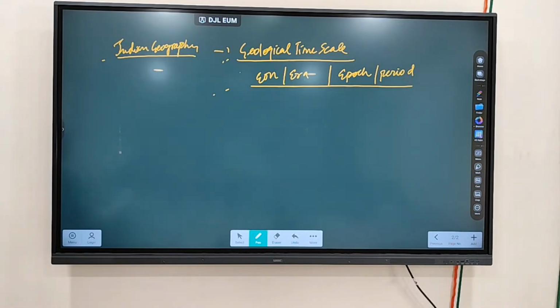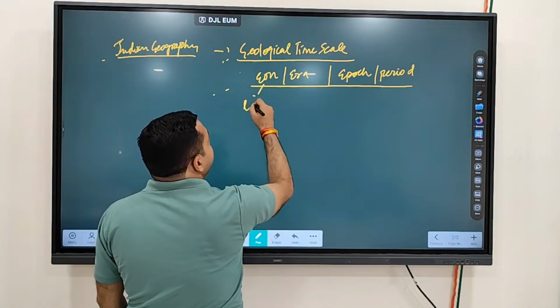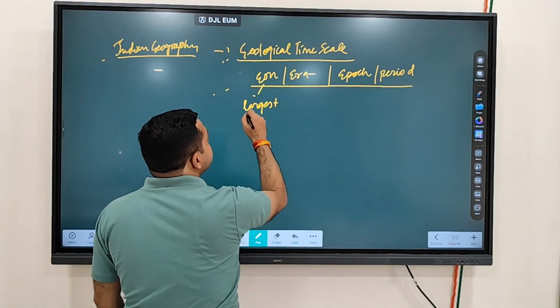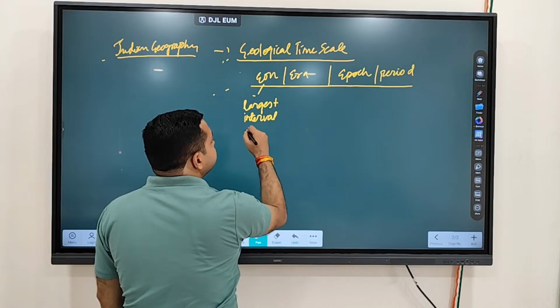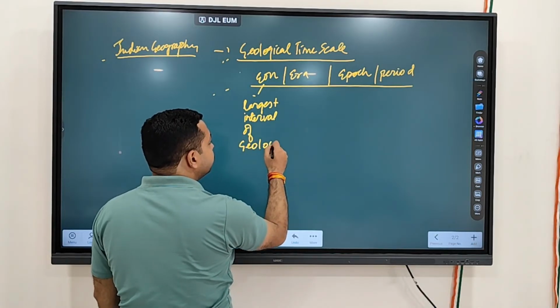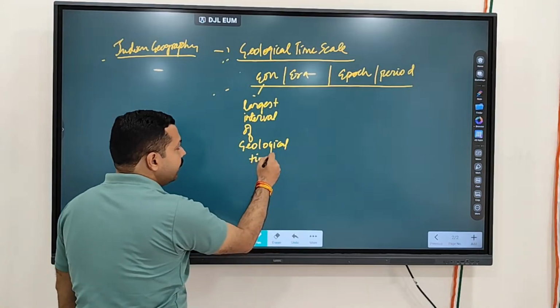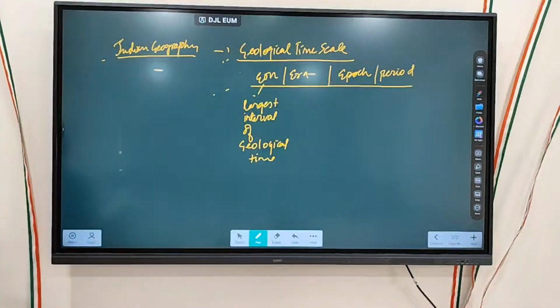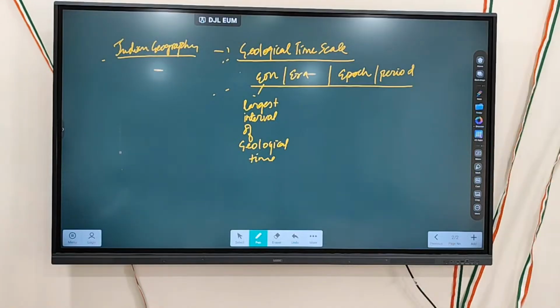Like we discussed, the normal time scale is hour, minute, and year, month. You classify that. Similarly, geologists classify the time scale into eon, era, epoch, as well as period. What is an eon? Eon is the largest interval of geological time. Fine. So the biggest, the largest interval of geological time is going to be called an eon.